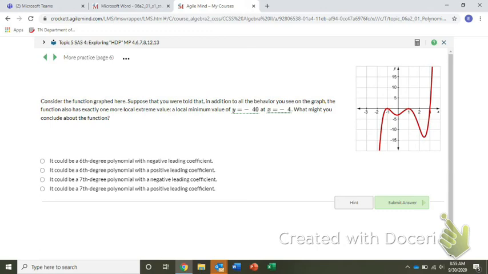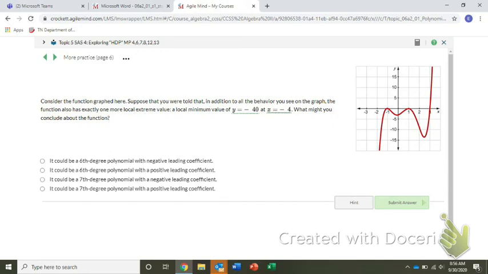Okay, this one is extra tricky. This is where you got to read. Consider the function graphed here. Suppose that you were told that in addition to all of the behavior you see on the graph, the function has exactly 1 more local extreme value, a local minimum of y equals -40 and x equals -4. What might you conclude about this function?